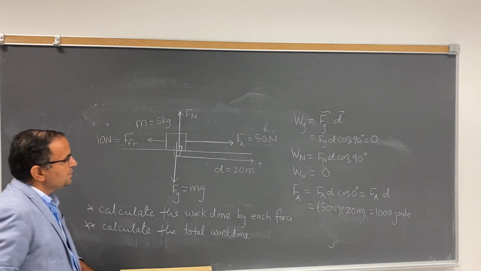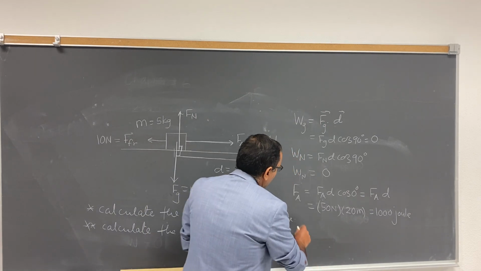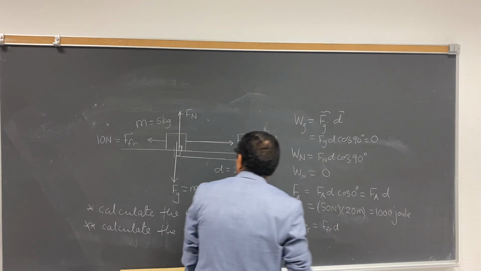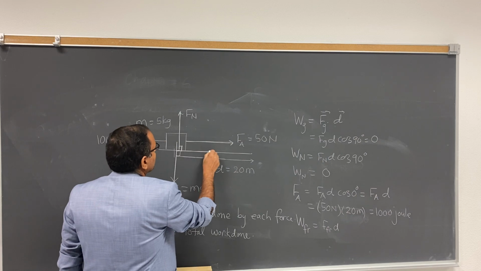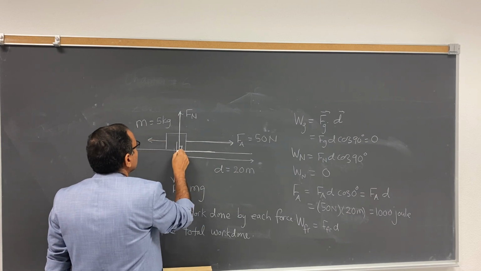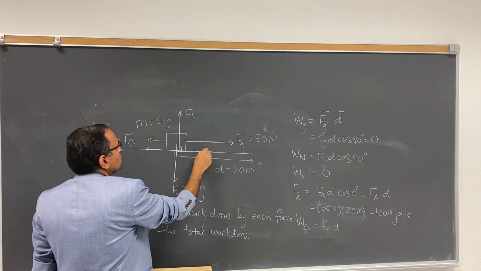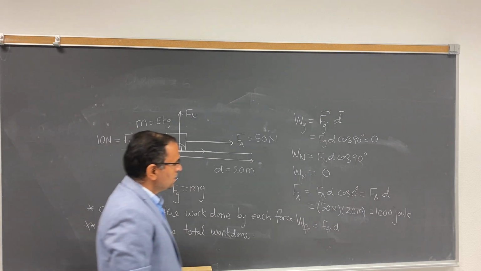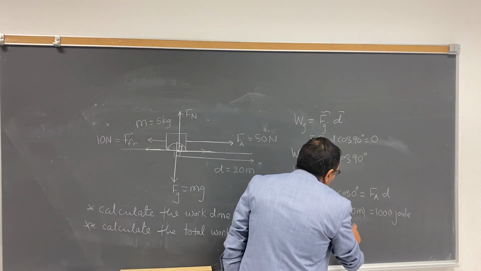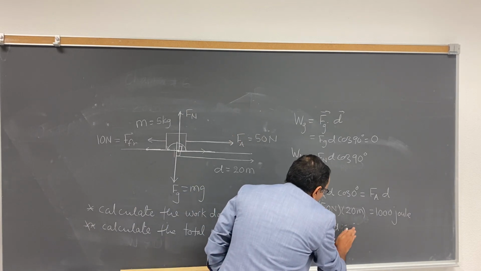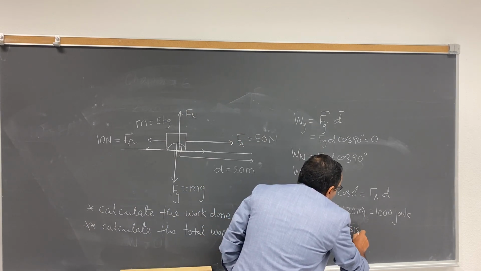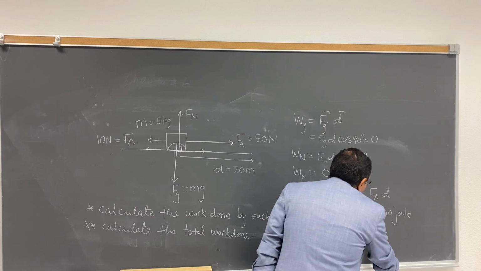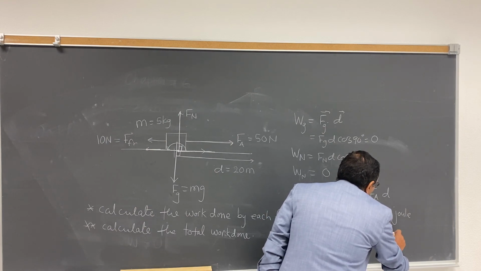Now what about the work done by the friction force then? The work done by friction force is equal to force of friction times D times cosine theta. Look here, displacement is in this direction, and this is the direction of the force. So this angle is 180 degrees, and cosine 180 degrees is -1. So you can simply write negative force of friction times D.